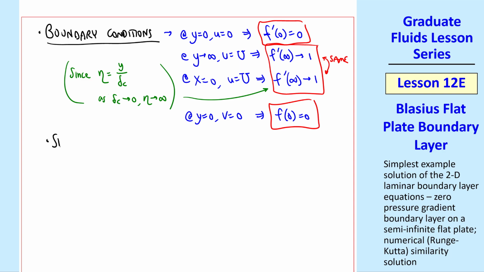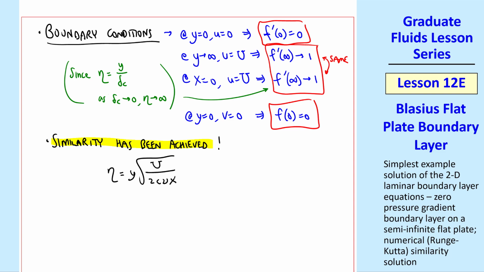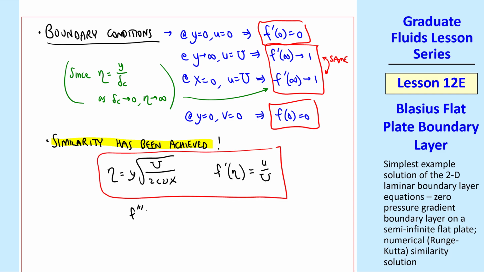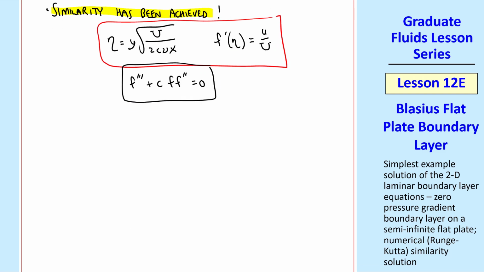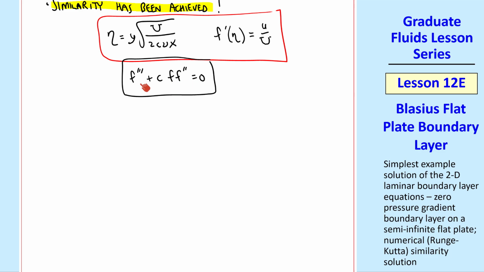So we can finally say that similarity has been achieved, where our similarity variable, eta, when we plug in delta, becomes y times the square root of U over 2c nu x, and f prime of eta is u over capital U. And our equation is repeated here. Well, we're still in step 3 of our boundary layer procedure. We have the equation, we have the proper boundary conditions. All that's left is to solve it.